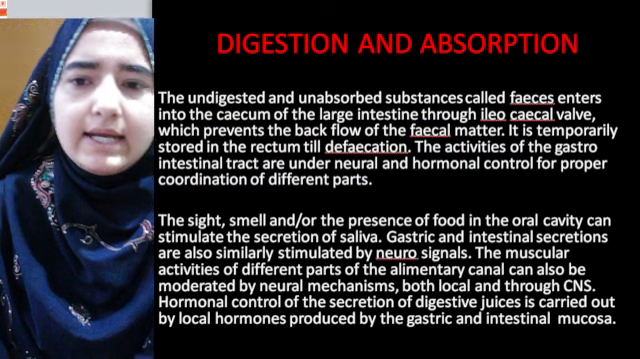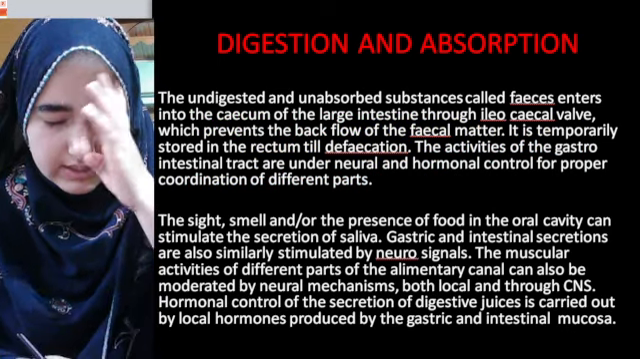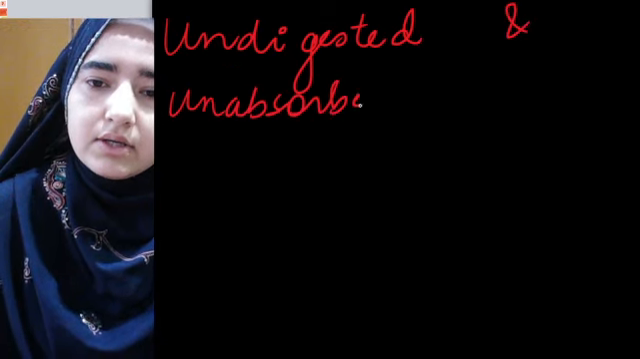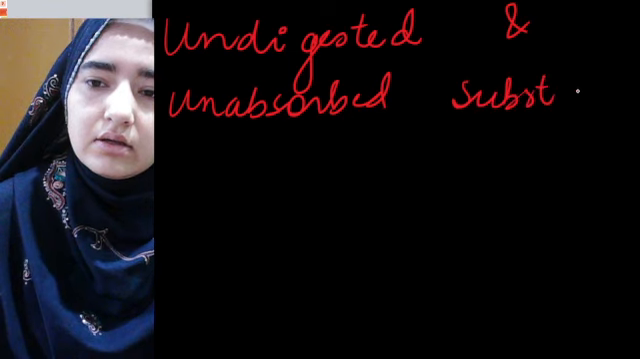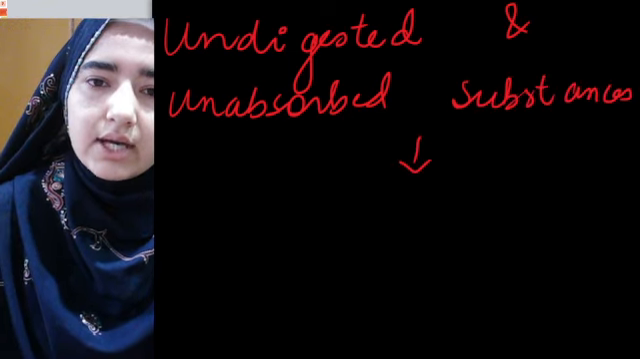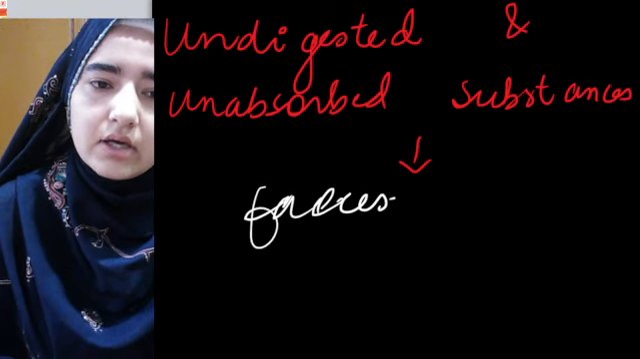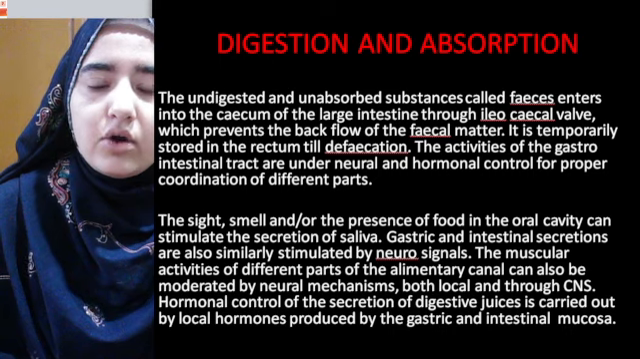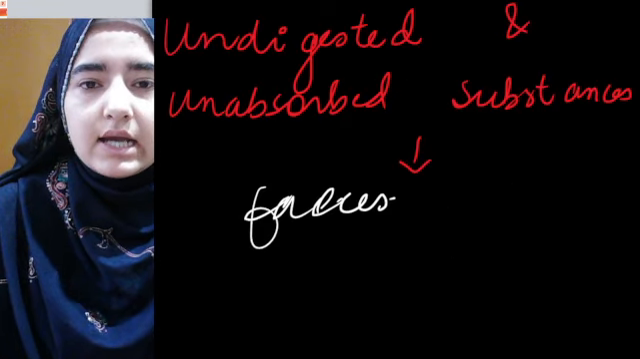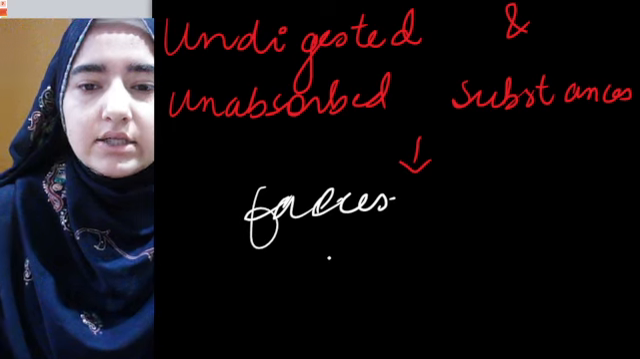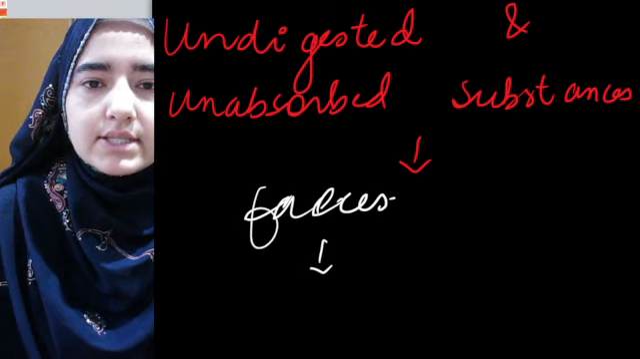The undigested and unabsorbed substances are nothing but feces. Undigested and unabsorbed substances are known as feces. Okay, and obviously it took place in the large intestine, so it enters the first part of the large intestine.